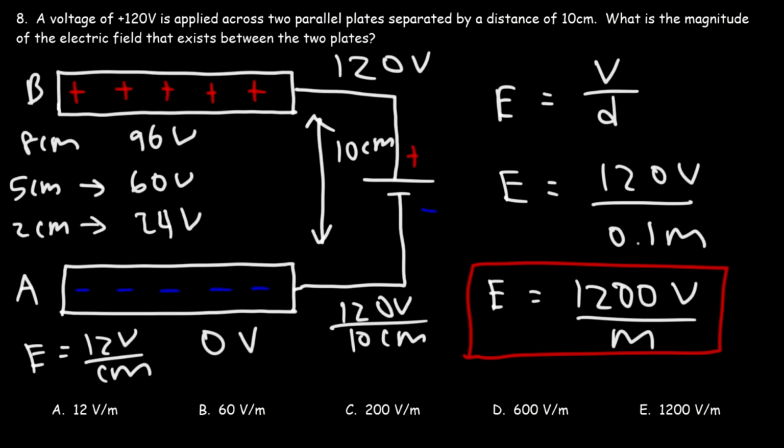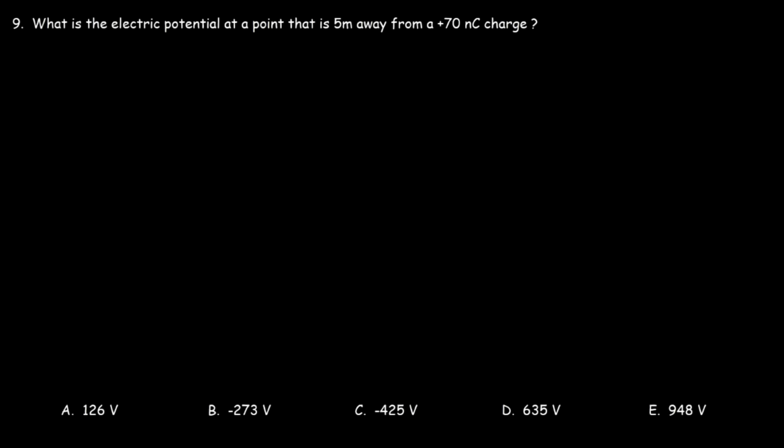And so what we have is a potential gradient. As we progressively move from plate A to plate B, the voltage will increase progressively up to 120. So for this problem, E is the right answer. Number 9. What is the electric potential at a point that is 5 meters away from a positive 70 nanocoulomb charge?